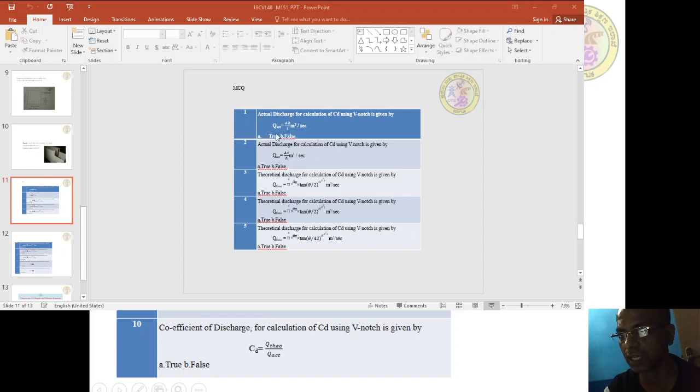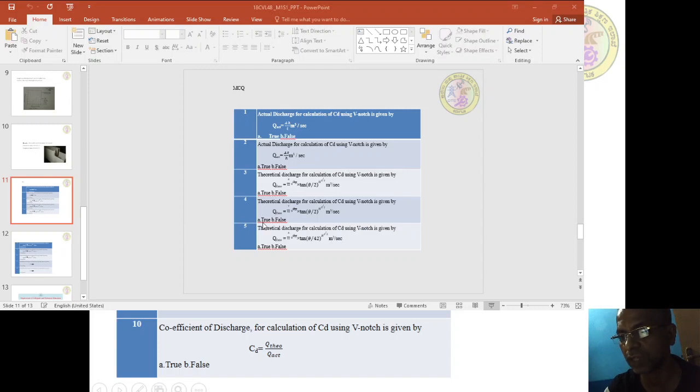Theoretical discharge for calculation of CD using the V-notch is given here with 5g, but it should be 2g, therefore it is false. Small variations will lead to confusion, so we should be very careful when answering MCQ questions. The theoretical discharge for calculation of CD in a V-notch is given by 8 by 15 tan theta by 2 whole to the power of 5 by 2. So the answer is correct, A.